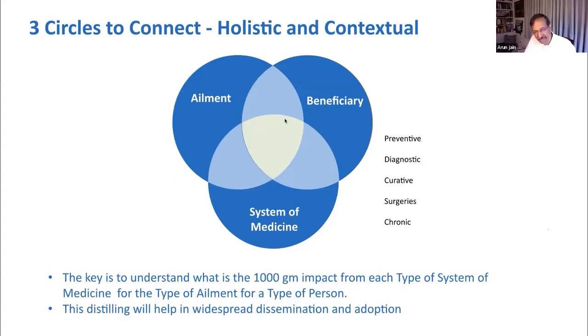So design thinking is trying to discover the yellow space between ailment, beneficiary, and system of medicine. If we can clearly articulate the value that each system of medicine contributes there, it can be helpful for all of us.